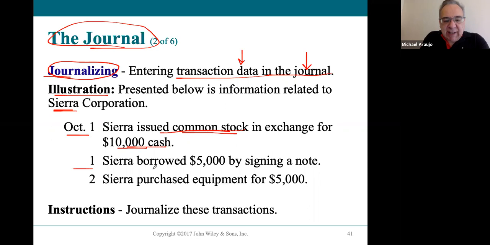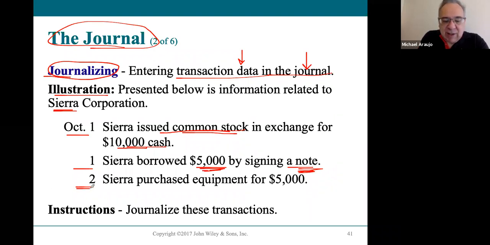The next thing they did, Sierra Corporation borrowed $5,000 with a note. We analyzed that. We said we had more cash and more notes payable. With the debit and credit analysis from last class, more cash happens on the debit side, so we're going to have a debit to cash for 5,000. Notes payable are liabilities, and they increase on the credit side. We have more notes payable, so a credit to notes payable. This is all the analysis we've done.